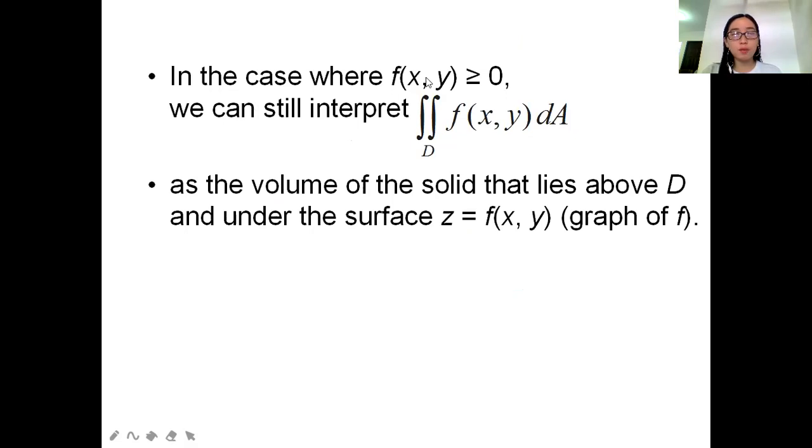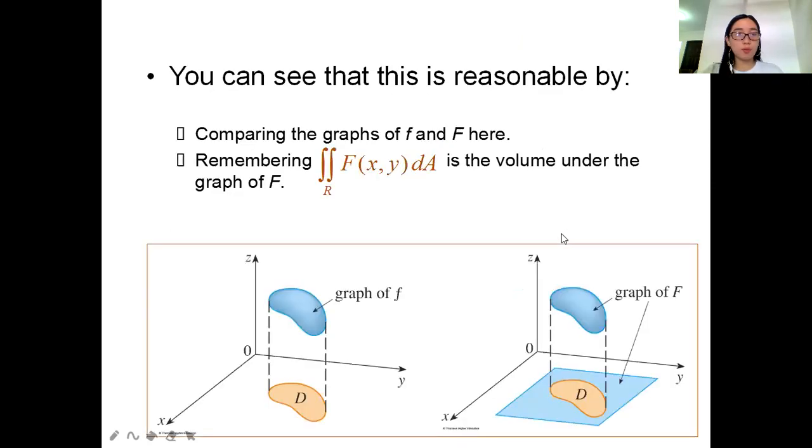So in the case where f(x,y) is greater than or equal to 0, we can still interpret the double integral of f(x,y) dA as the volume of the solid that lies above region D and under the surface z equal to f(x,y), the graph of f. We can see that this is reasonable by comparing the graphs of small f and capital F. Remember, the double integral of f(x,y) dA is the volume under the graph of f.